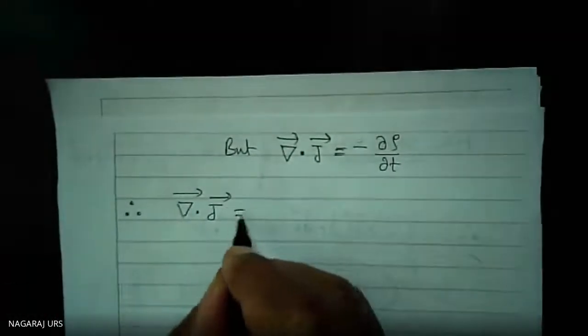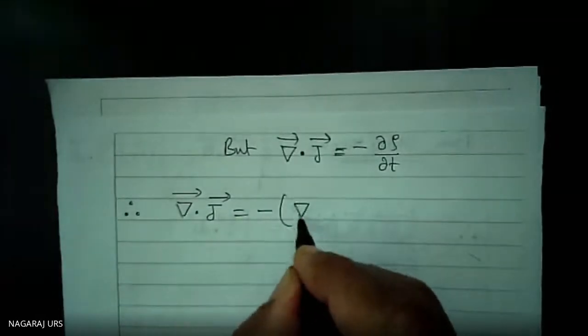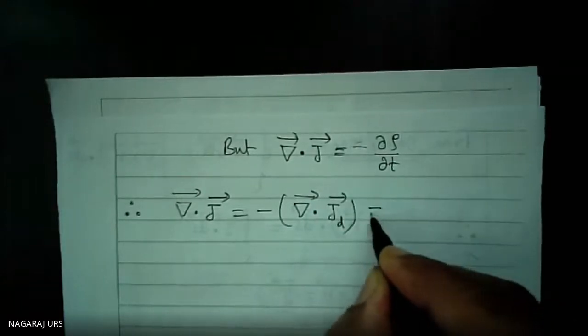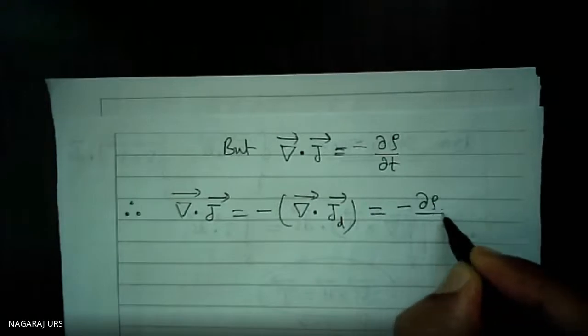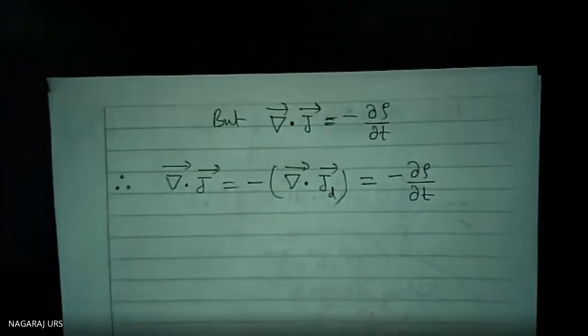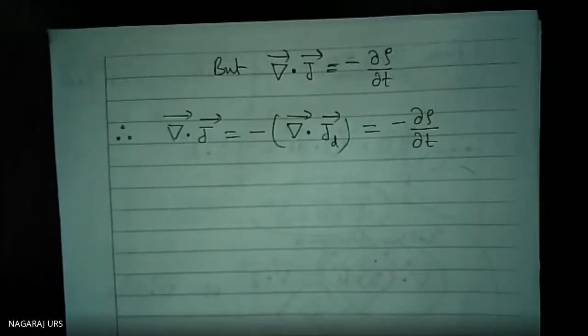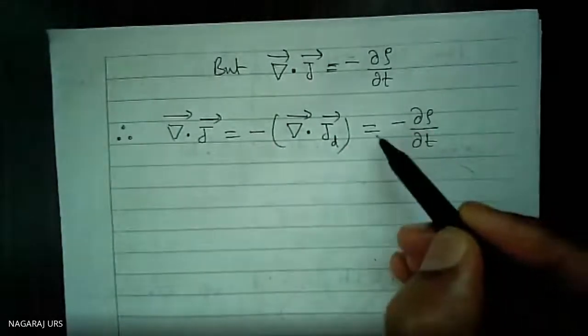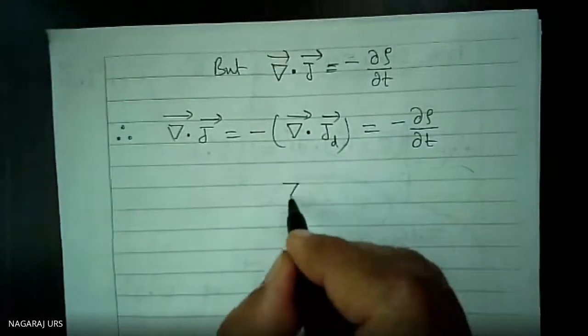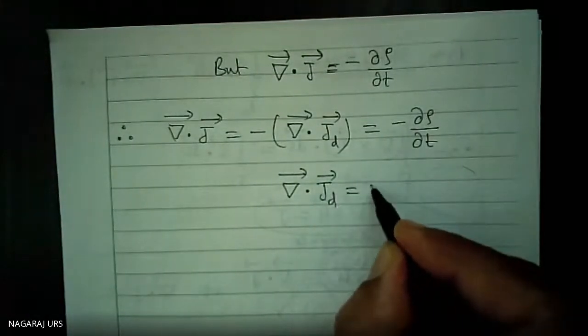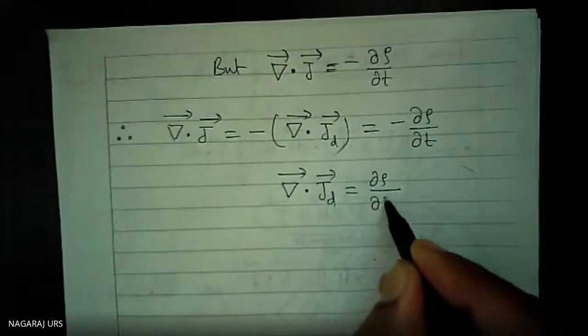Is equal to this, minus del dot Jd, that is also equal to minus del rho divided by del t. Okay. Now the negative sign gets cancelled on both sides here. This implies del dot Jd, the displacement current density, is equal to del rho divided by del t.